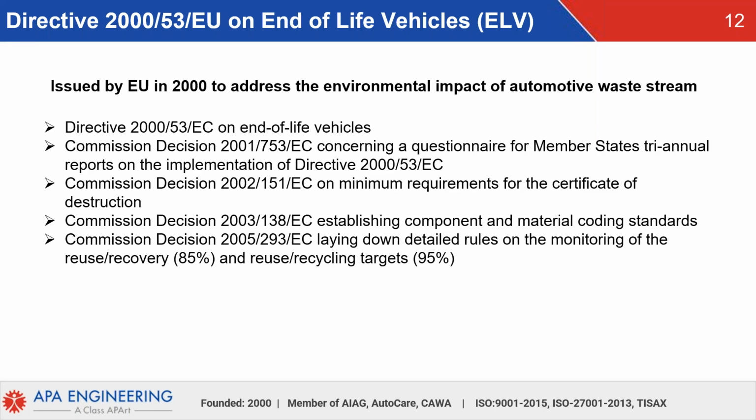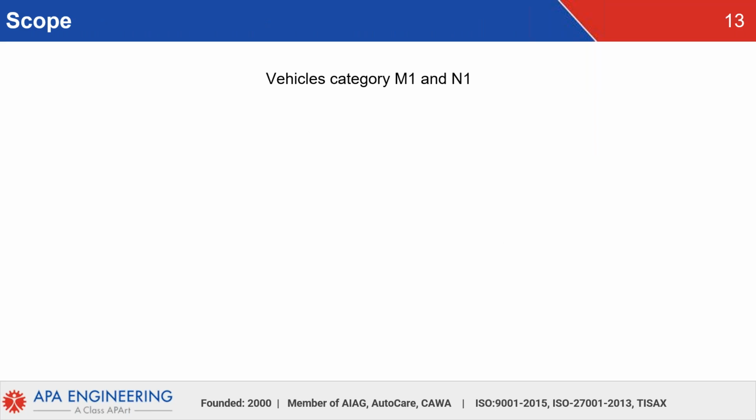Then by 2003, the Commission decided on establishing component and metal coding standards, which streamline the process of identifying and sorting materials for efficient recycling. Finally, in 2005, we have detailed rules on monitoring the reuse and recovery, and reuse and recycling targets, which are 85% and 95% respectively. This promotes a circular economy, maximizing the use of resources.